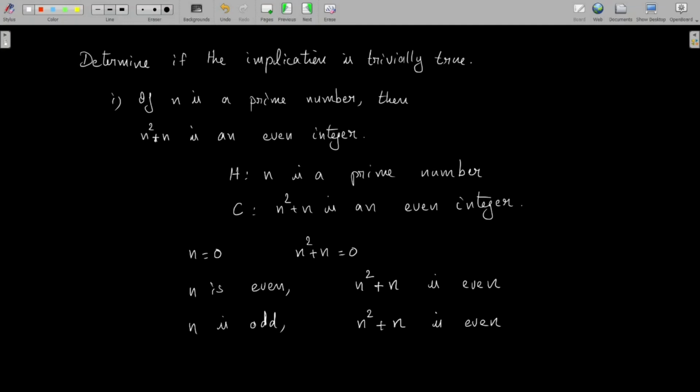So here we see that if the integer is 0, even or odd, n square plus n is always even. Here to prove that the conclusion is true, we didn't use the condition that n is a prime number. Therefore, regardless of whether the hypothesis is true or false, the conclusion is always true. So we can conclude that the implication H implies C is trivially true.